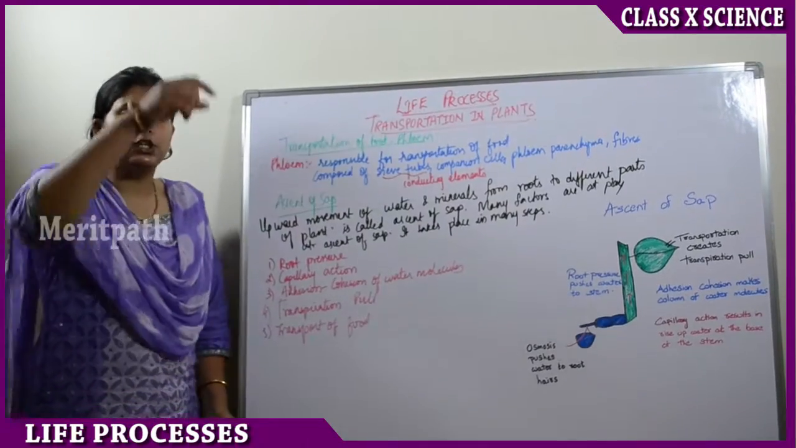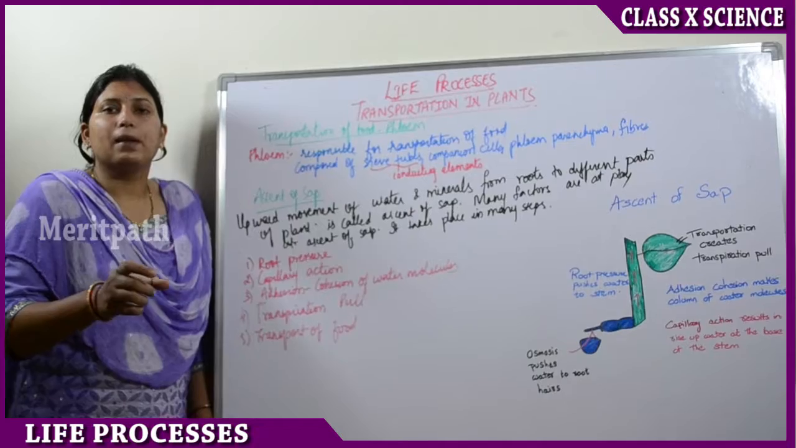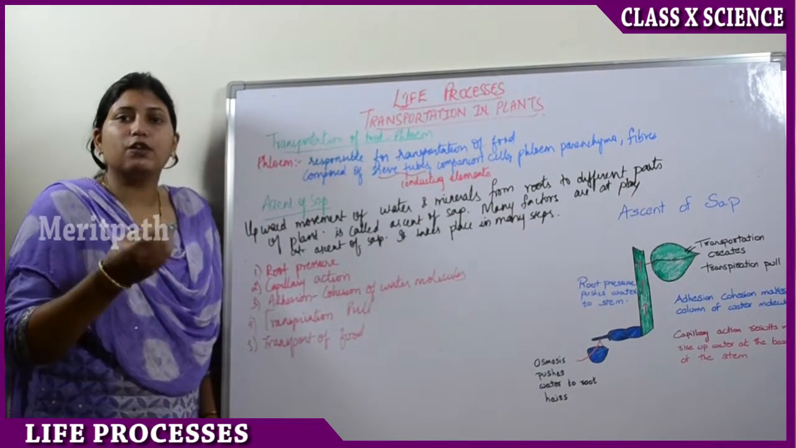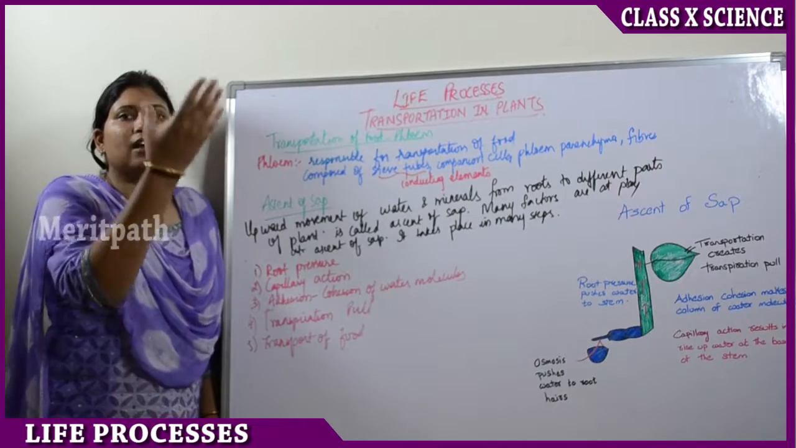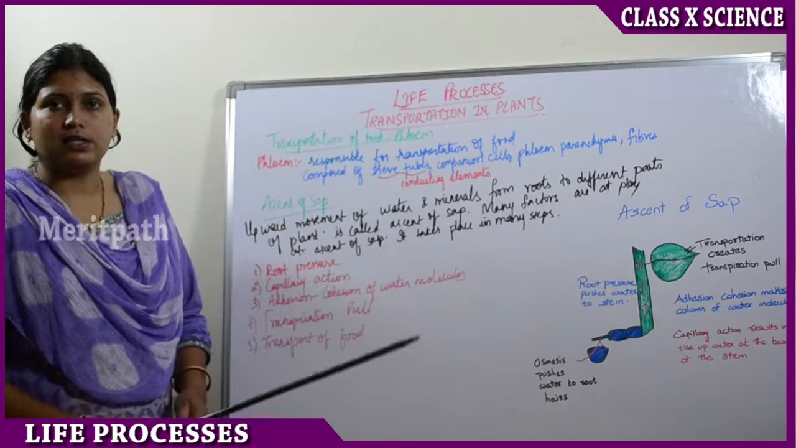So these are thin tube-like structures. The capillaries are thin tube-like structures present in the stem of the plant. So this capillary action is nothing but a physical force which helps in transportation of water from the base of the stem to the upper parts.